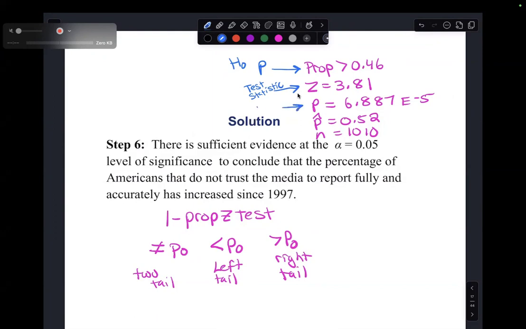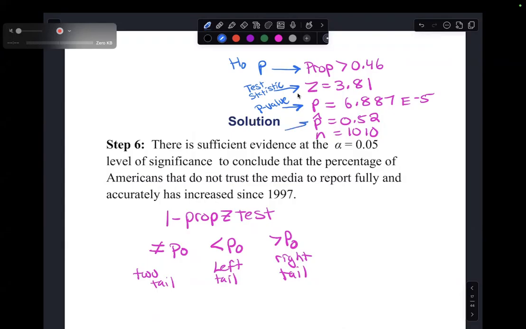This is your p-value, which is the probability of getting the value of your sample if the mean is what the mean says it is, basically. If my null hypothesis was true, the probability of getting the sample I have, that's what that is. So if it was really 0.46%, there's a 0 chance that I would get the 52% that I got.